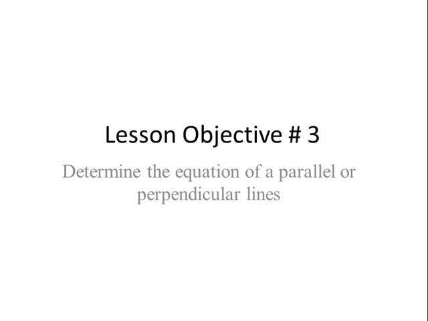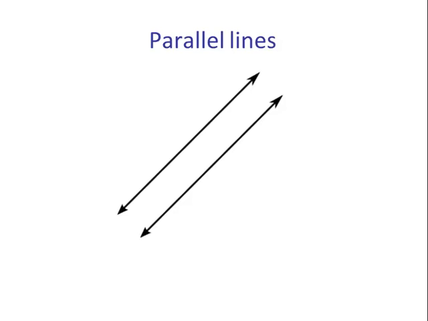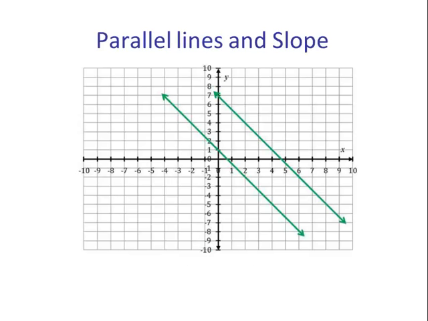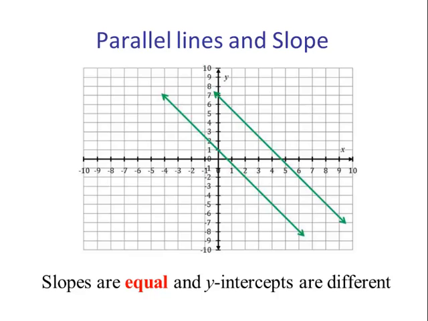Lesson Objective: Parallel lines, lines that do not intersect. Parallel lines and slope. If you have two lines that are parallel, their slopes will be the same. The y-intercepts will be different. So we can see from this graph, if we computed the slope of this line and the slope of this line, they will be the same.